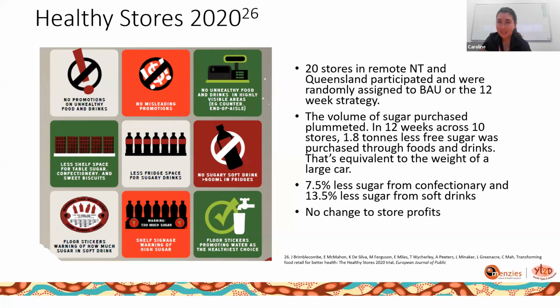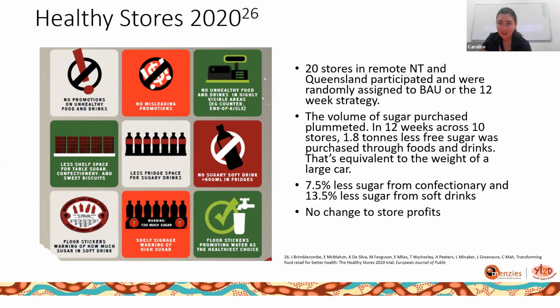So the project was about restricting the merchandising of unhealthy products while allowing for promotion of healthy foods and drinks. The overarching aim was to reduce the volume of unhealthy items purchased and hence the amount of free sugar purchased. 20 store businesses agreed to participate and were allocated to the 12-week strategy or to usual retail practice.